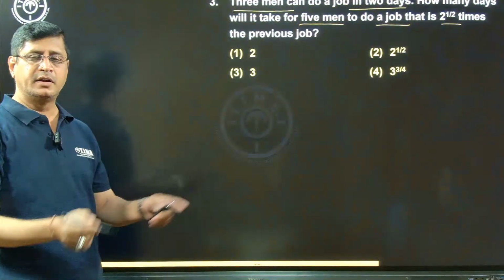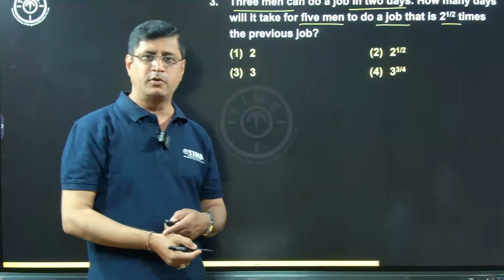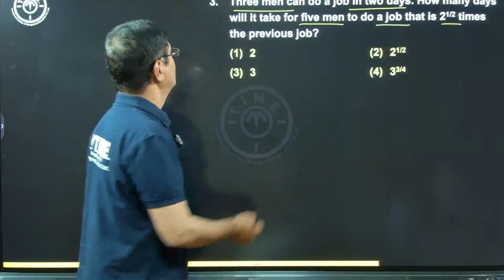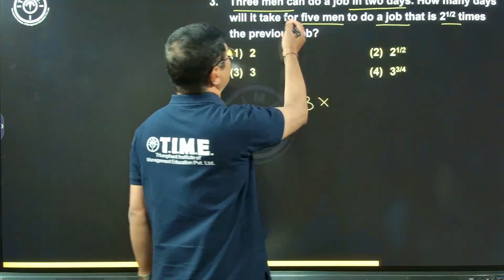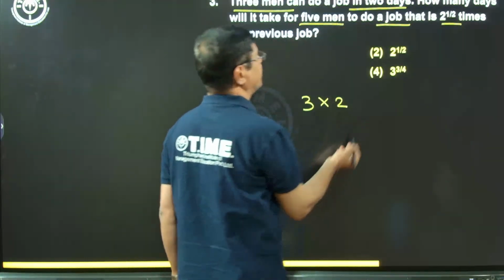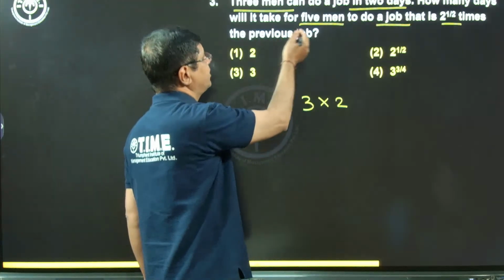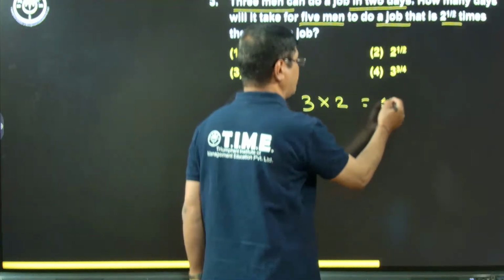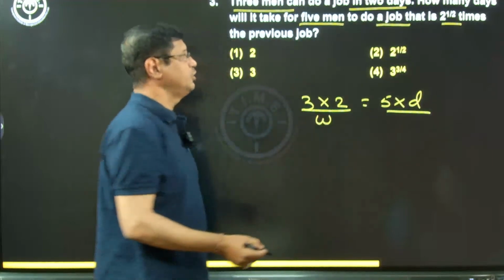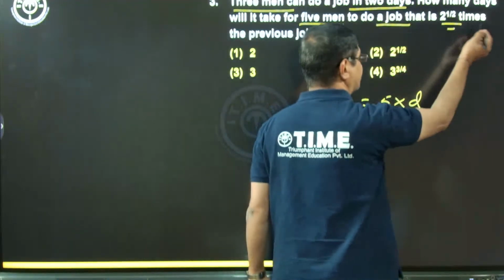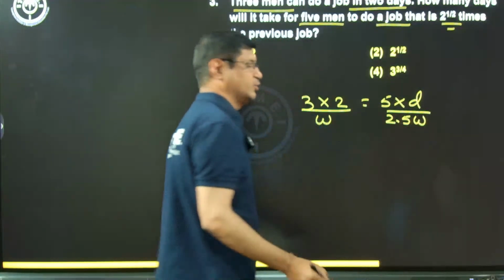Here, men, days, and work are given. So what is the formula I'm going to use? M1 D1 by W1 is equal to M2 D2 by W2. 3 men can do a job in how many days? 2 days. How many days will it take for 5 men? 5 men, how many days? What about the work? The new job is 2.5 times the previous job. So 2.5 means 2.5 W.